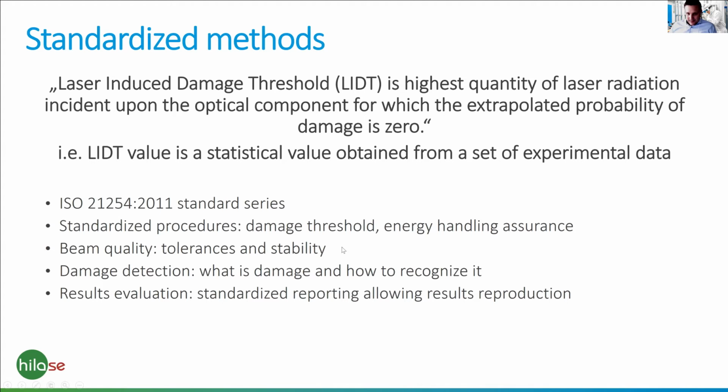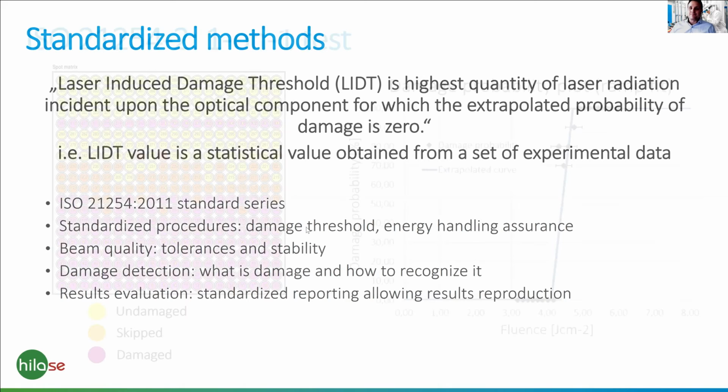It describes the demands for the beam quality, particularly regarding stability and tolerances. It also describes the ways of damage detection and how you recognize such damage, and it gives us a guide for results evaluation. Basically, the standard tells us what should be included in the report from the LIDT testing, so such a test is reproducible, and the reproducing facility will end with the same value as we measured.